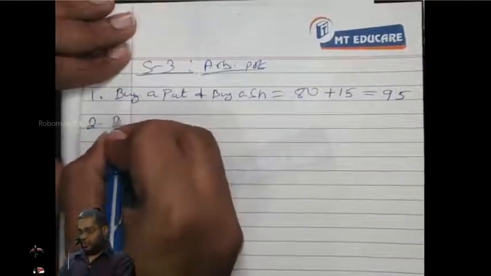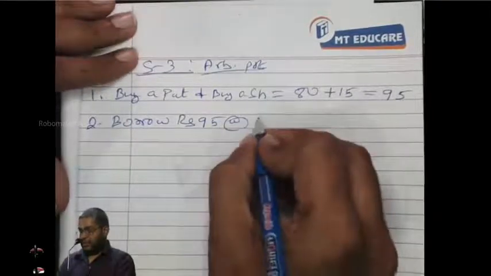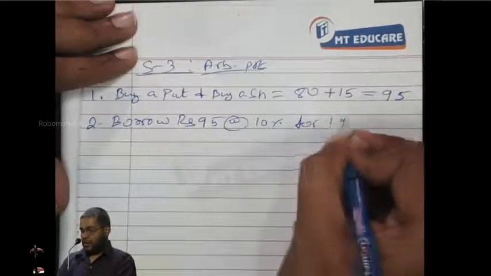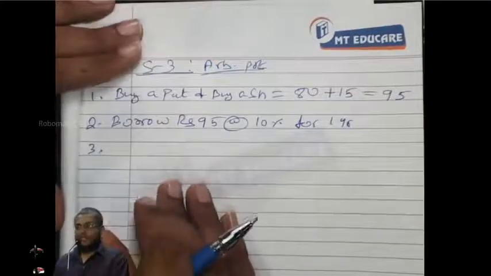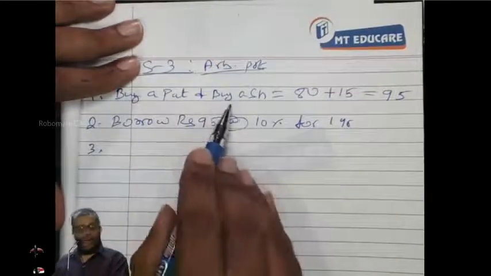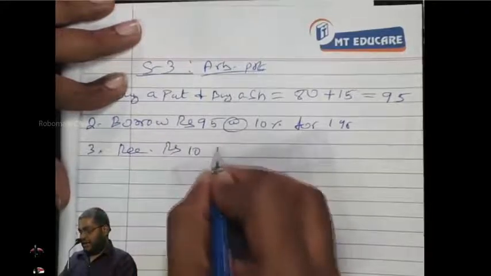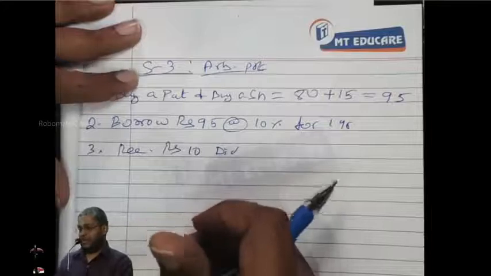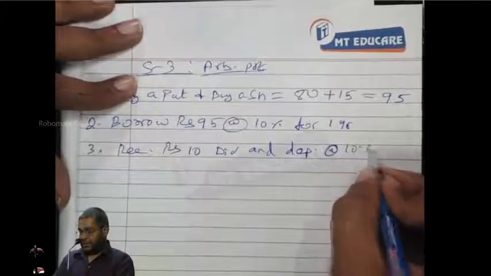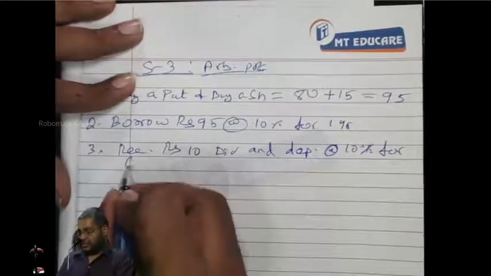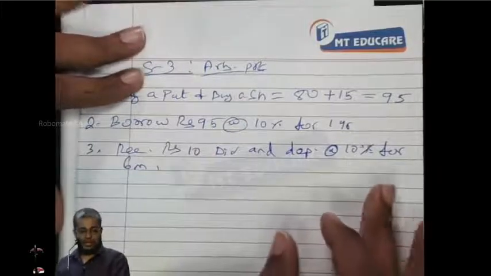Borrow. Next, point number 2. Borrow rupees 95 at 10% for 1 year. Next, after 6 months, I receive dividend. I purchased a share, so the company will give me dividend. Receive rupees 10 dividend and deposit at 10% for 6 months.